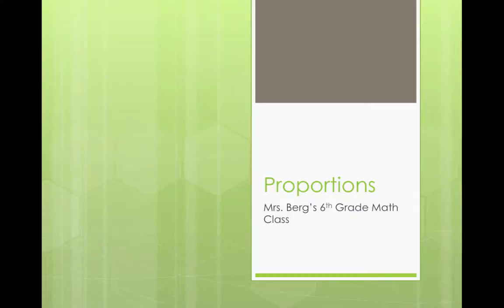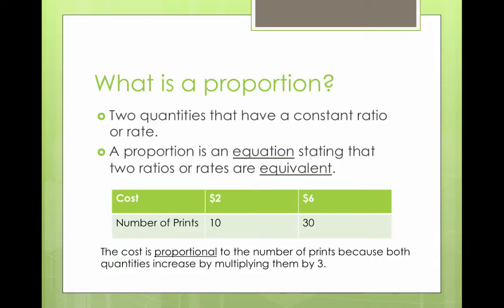Today we're going to learn about proportions. A proportion is when you have two quantities or two amounts that have a constant ratio or rate. That means they change at the same rate. A proportion is an equation stating that two ratios or rates are equivalent.